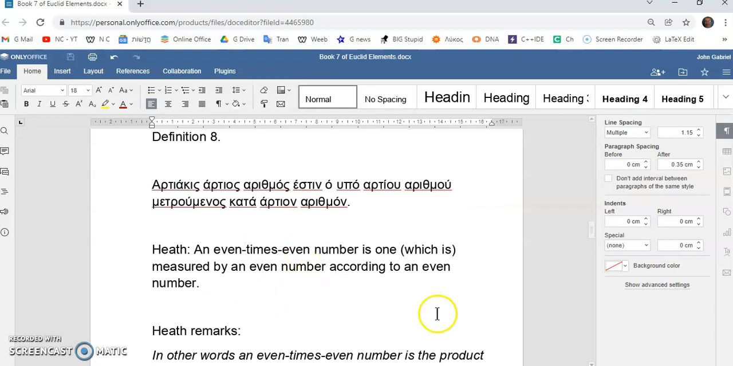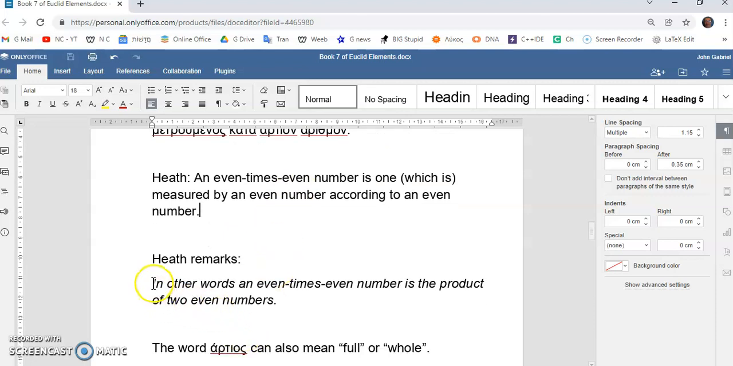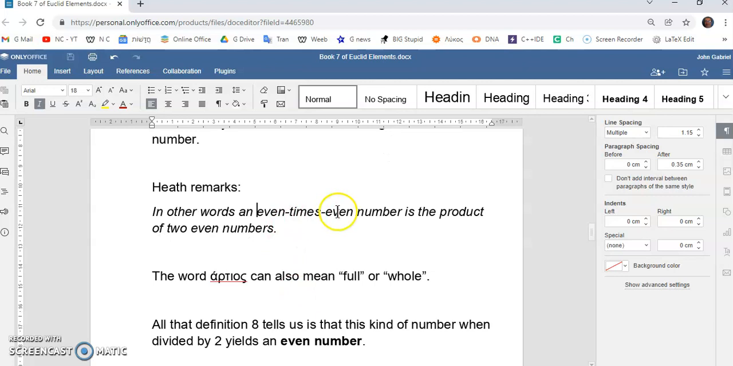Definition 8 says an even times even. Now, this is not what is said in the Greek. An even times even number is one measured by an even number according to an even number. It's very, very confusing. So he says in his remarks, in other words, this even times even number is a product of 2 even numbers. Now, it's not good to say even times even. A better expression would be even measures even, okay? Because there's no product going on here.